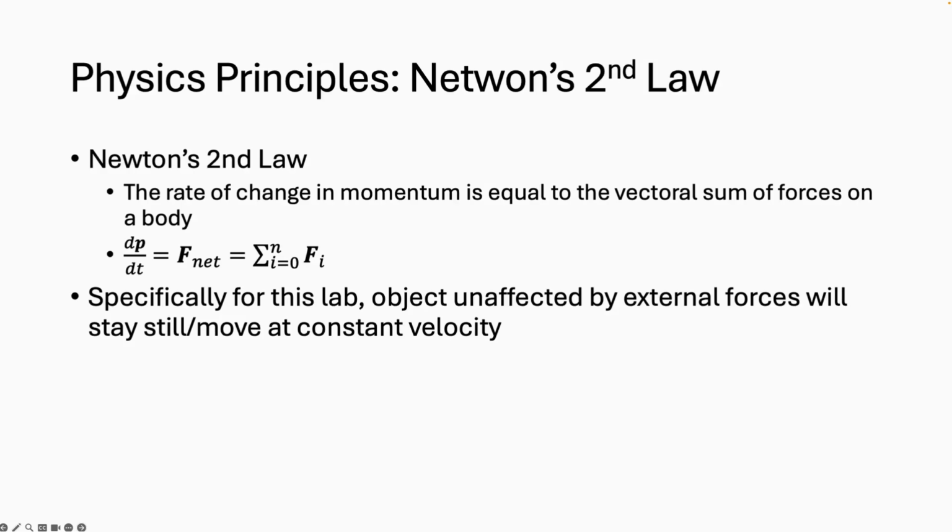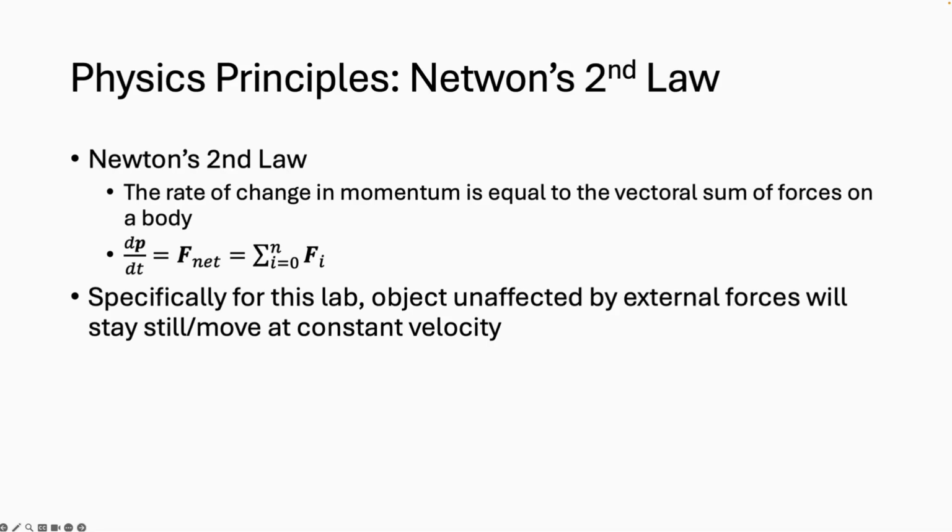Newton's second law. Newton's second law states that the rate of change in momentum is equal to the vectorial sum of forces on the body. Basically, if we added up all the forces acting on something, the change in the momentum would be equal to that with respect to direction and magnitude. This explanation can be easily summed up by the equation on the slides.